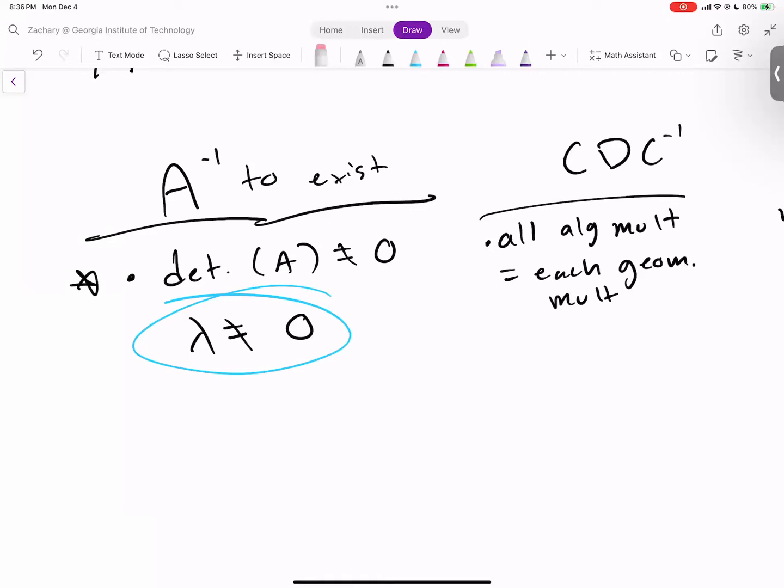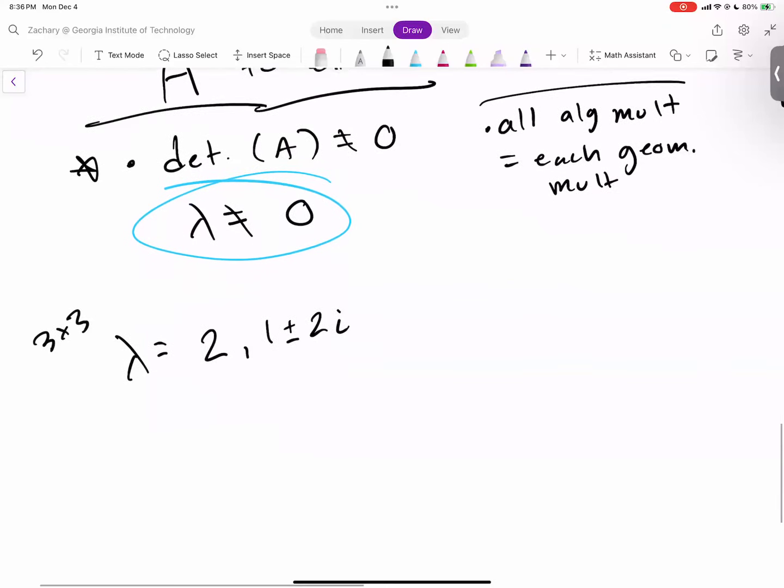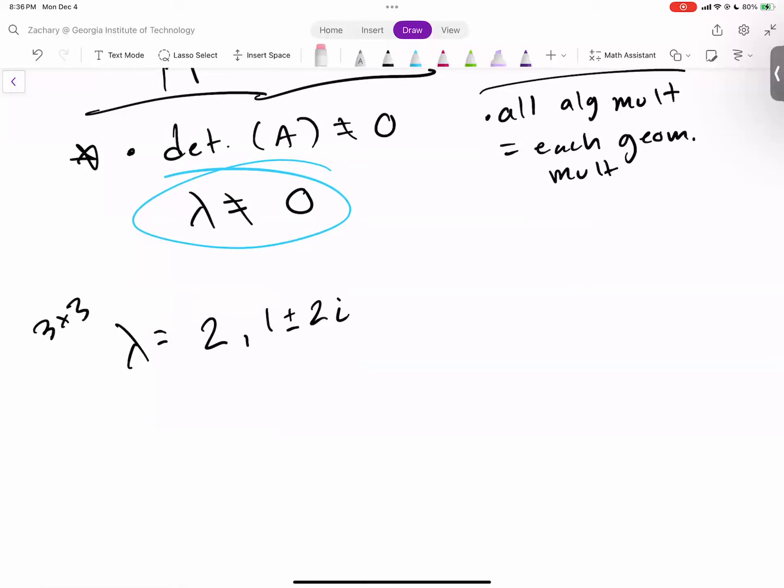What that can be written as is, if A is 3 by 3 and it has lambdas of 2 and 1 plus or minus 2i, okay? How many eigenvalues is this total? 3, and I gave you a 3 by 3 matrix, okay? And this is a bad example. Or 2 and 3, okay? And 3 has a multiplicity of 2, okay?